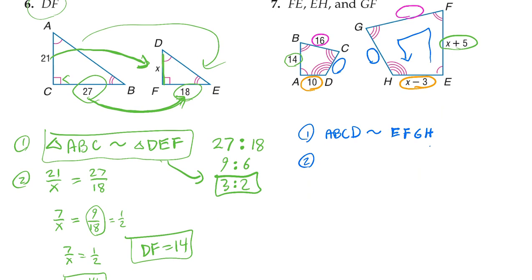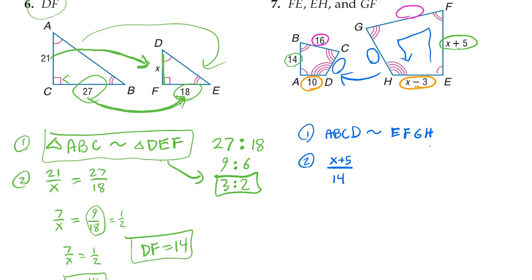So this time, I'm going to go backwards just to show you we can. So I'm going to do the bigger one first. So I'm going to say green is to green. So that's x plus 5 is to 14. The reason I knew those lined up was because of the angle markers. Between angle 1 and 2 matches between angle 1 and 2.